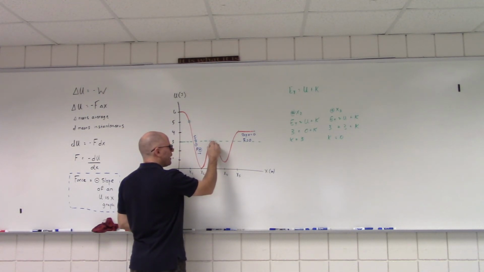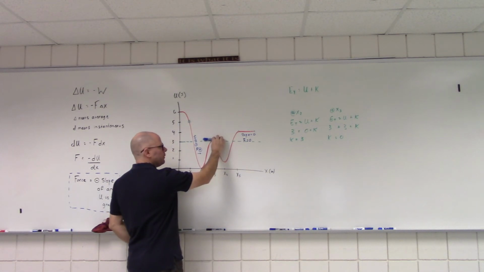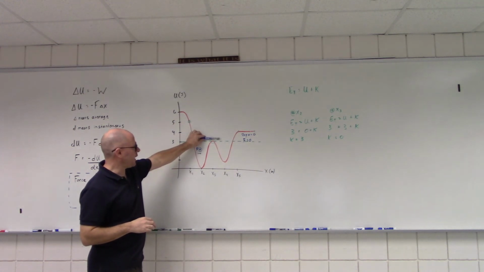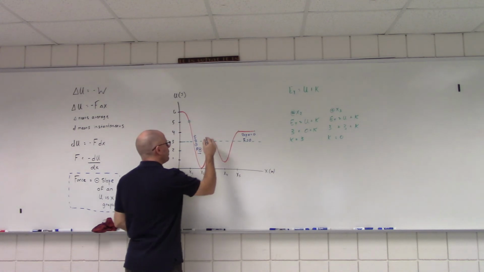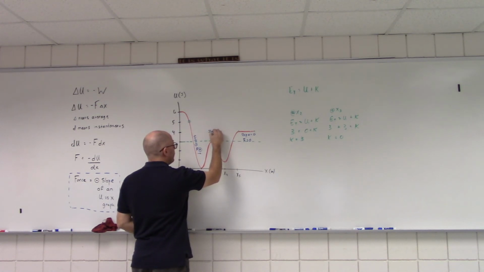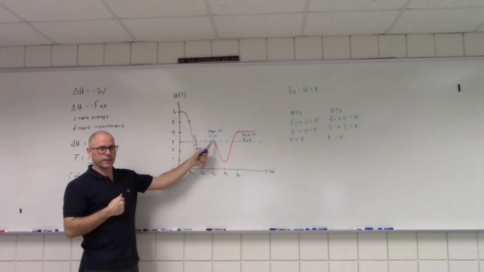But what do you notice about this point right here? It's our local maximum, and so if you put a tangent line on there, you would see that tangent line is horizontal, which means that the slope, so the force equals 0. So if it got to here, according to this, it could get right here, but it would stop right here.